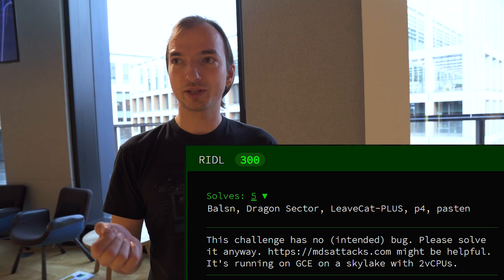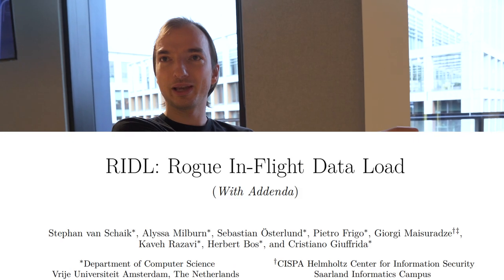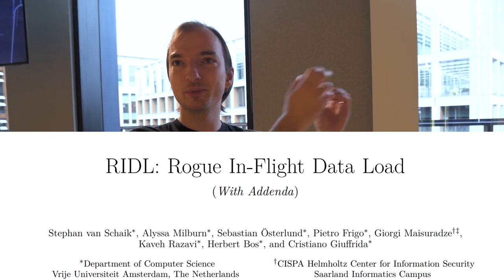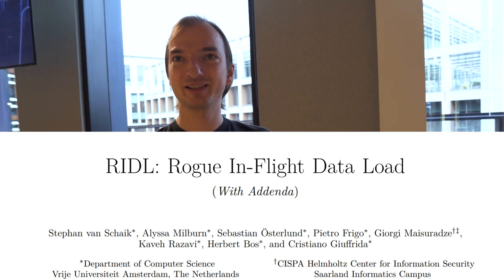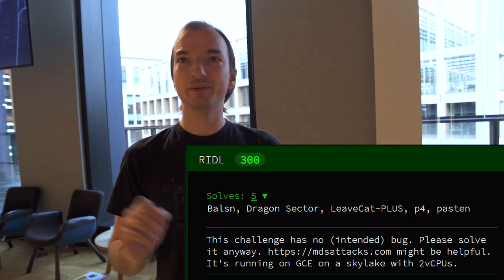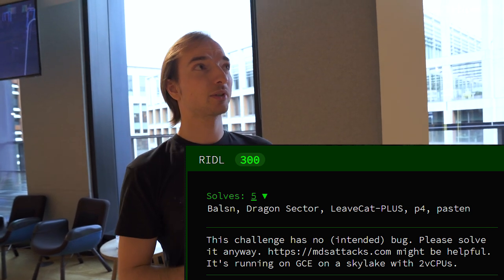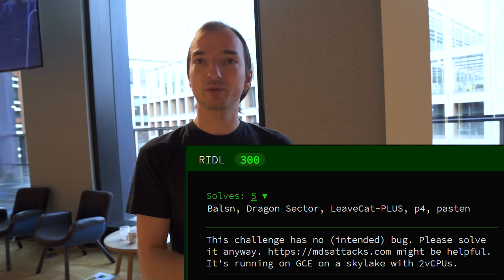So I decided to make a challenge where, here's code without a bug inside, here's a link to the paper and the slides, just implement that and leak the flag. Were there any solves yet? There were 5 solves after the first day. I think the first one was around 6 hours, so the best team took around 6 hours after release.